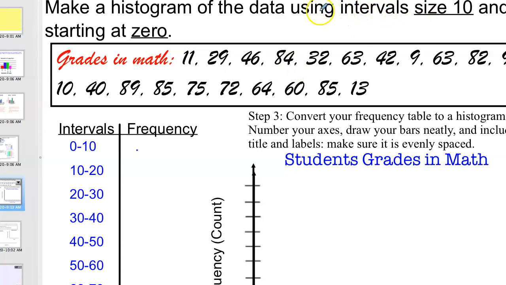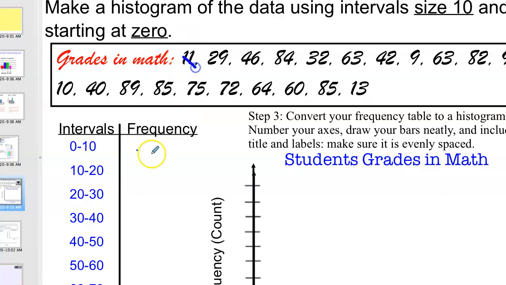It tells us in the directions that it wants us to use interval size 10 starting at 0. So I went ahead and filled that in for the x-axis. My intervals are 0 to 10, 10 to 20, 20 to 30, 30 to 40, and so on. So these test scores are 0 to 10, not including 10. 10 to 20, not including 20. 20 to 30, not including 30, and so on. I'm going to show you what I mean in a minute. Let's first take the data and create a frequency table out of it.